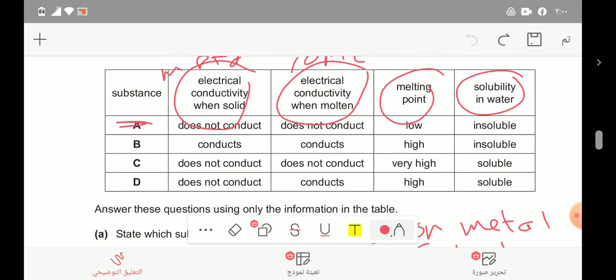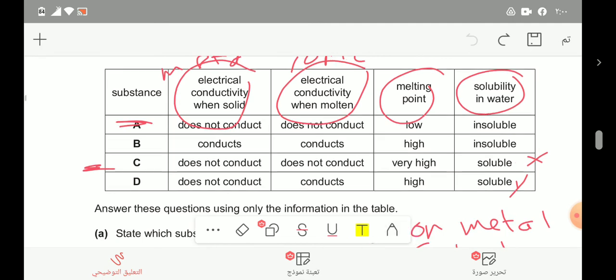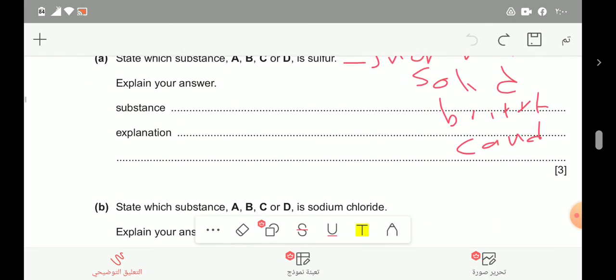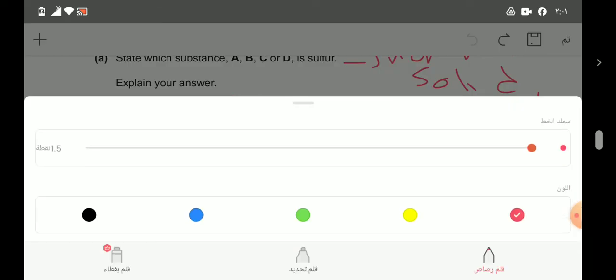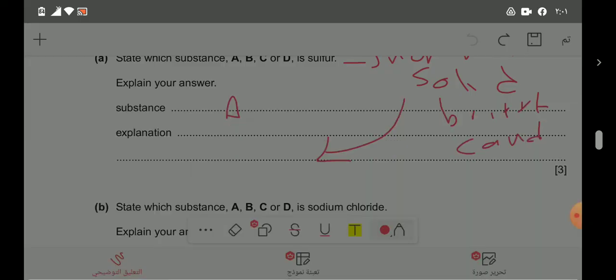So electrical conductivity, if we choose C, does not conduct electricity, does not conduct when molten, very high melting point, soluble in water. Wrong, it is insoluble in water. So we can use A. So A, because it is solid, brittle, cannot conduct electricity.